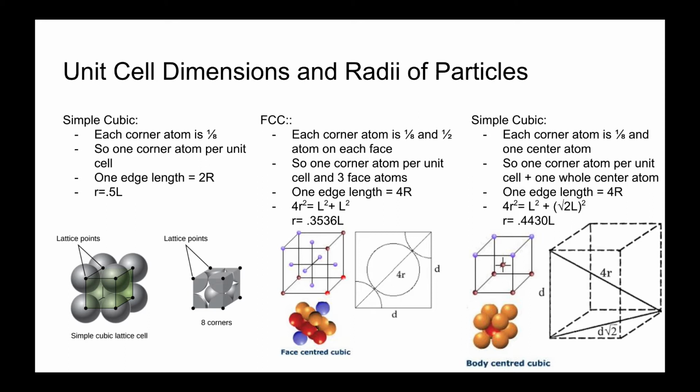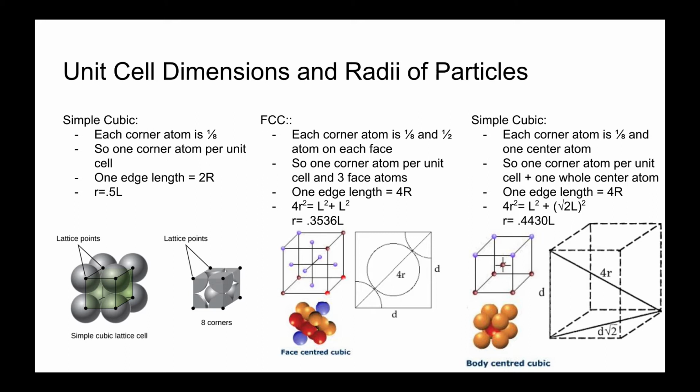And moving on to FCC unit cells, they're going to have the 8 corner atoms. So that's going to make up 1 atom. And then they also have a face atom on each side. So these make up half of an atom, and since there's 6 of them, that's going to give us 3 face atoms. So if we add the 3 face atoms and the corner atom, we have a total of 4 atoms per unit cell for the FCC unit cell.